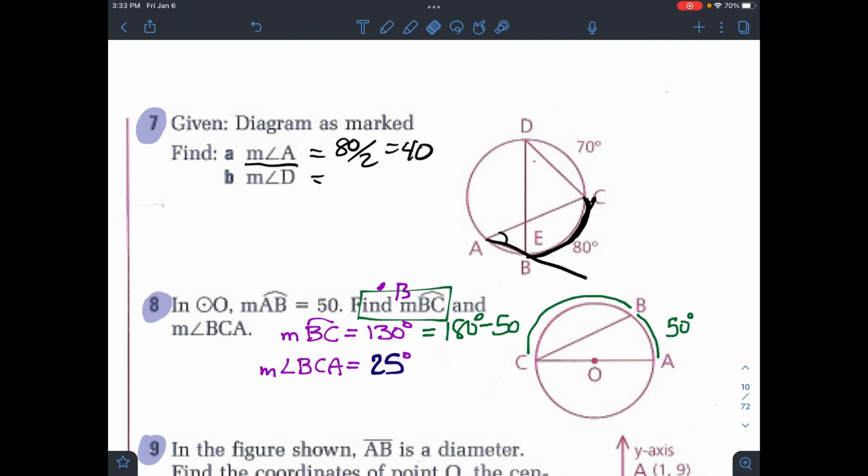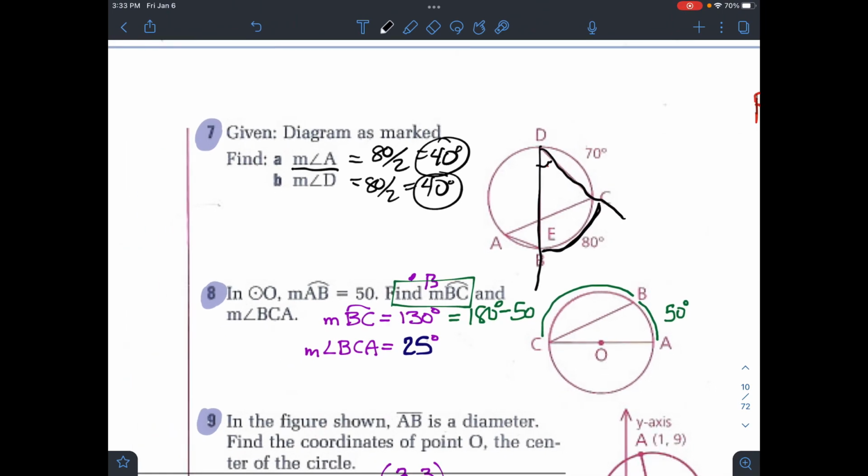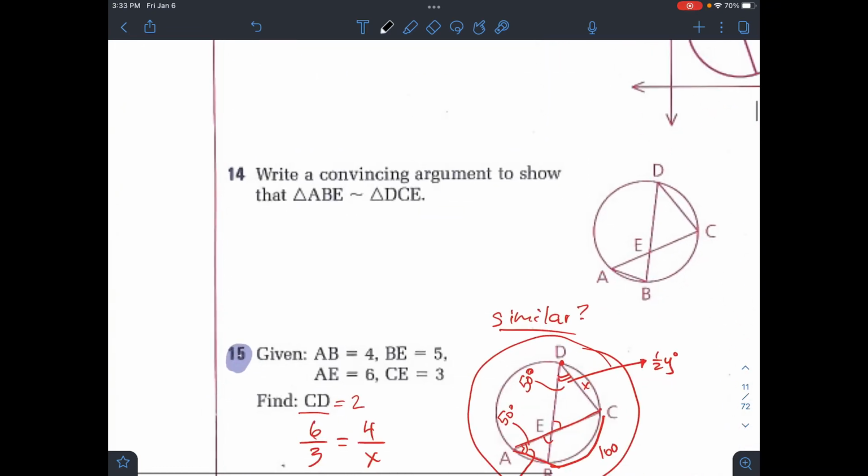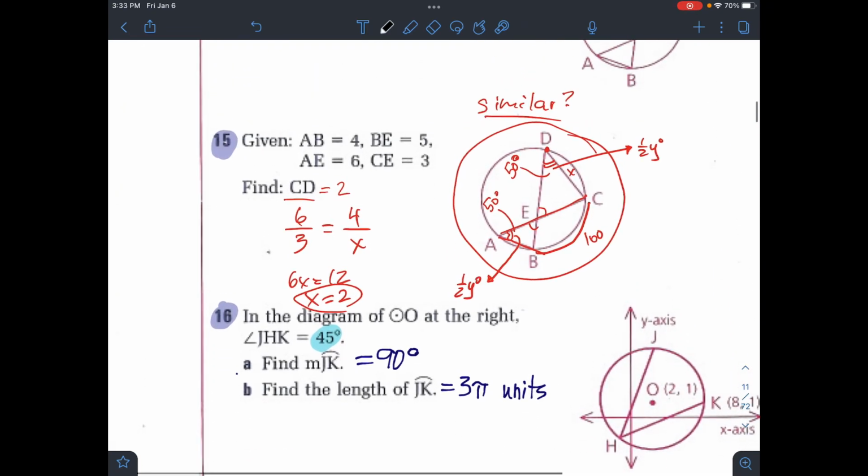Now, if we look at measure of angle D, this comes up later in another problem. D's up here. And notice it captures the same arc. So again, 80 divided by 2 is still 40. 40 degrees. Yeah? And I think this applies to problem both 15 and 16, which we kind of talked about in class.